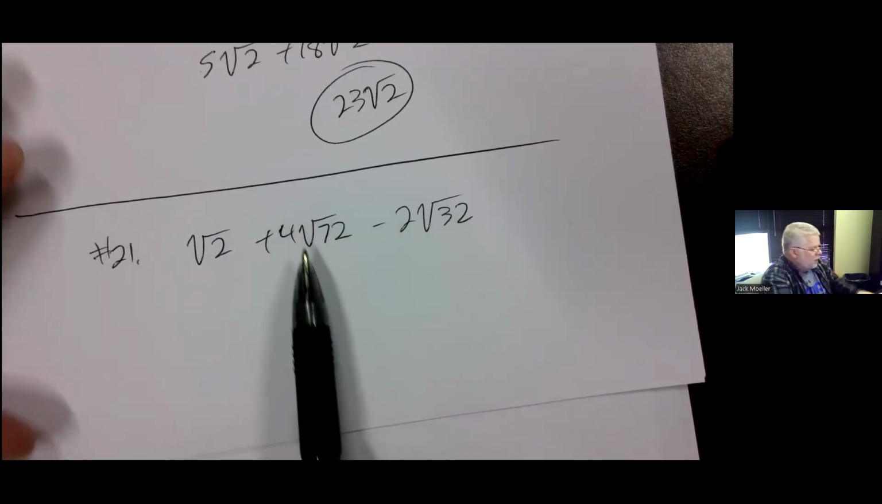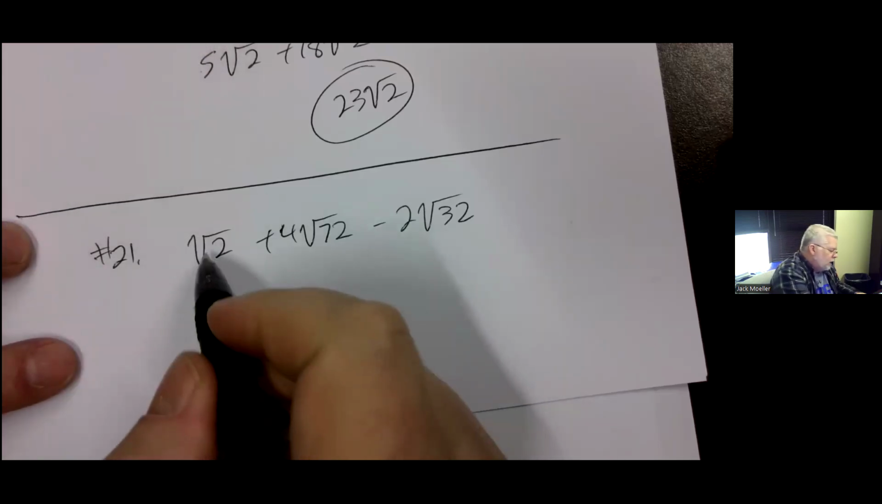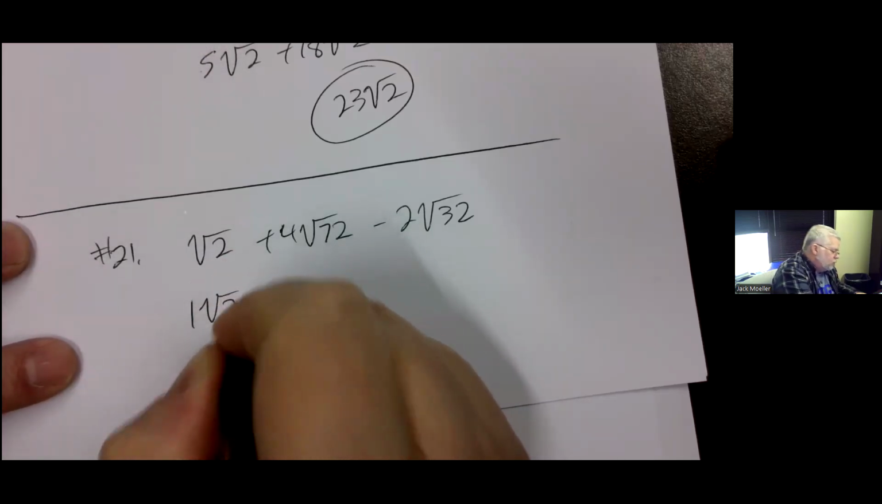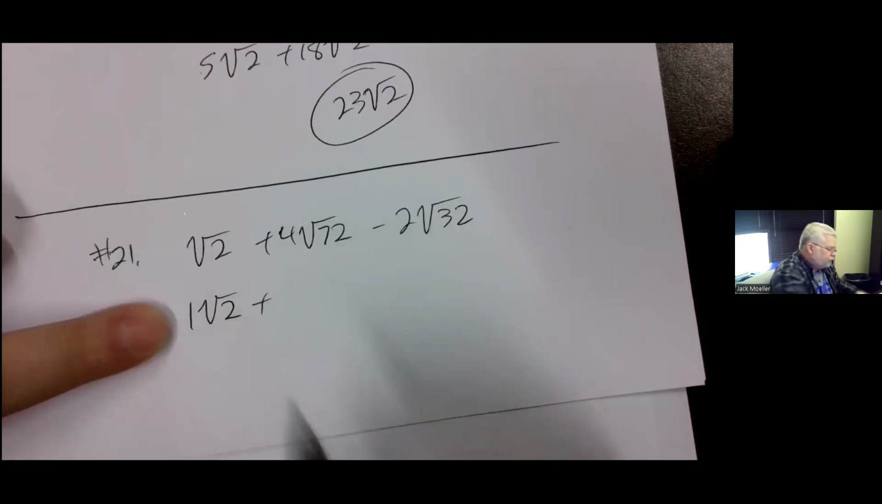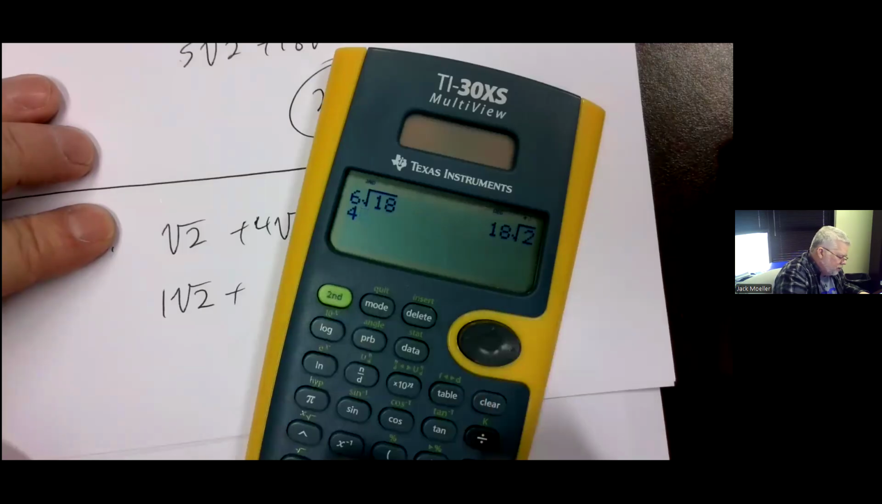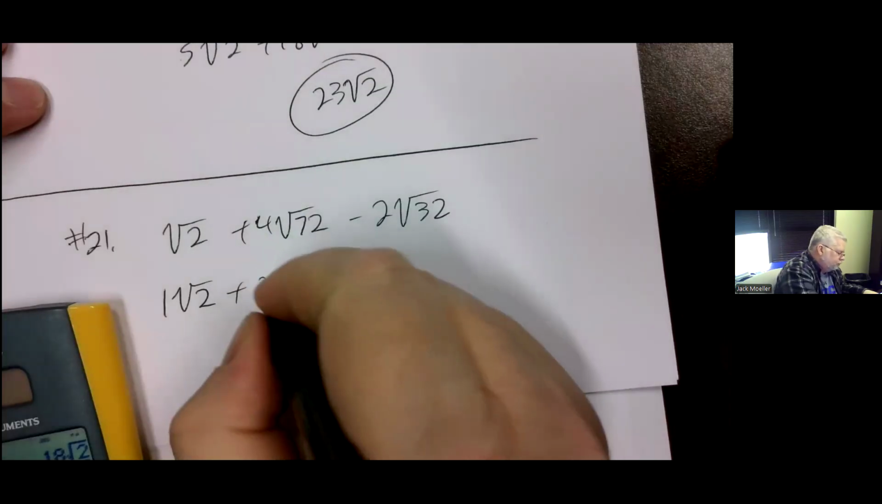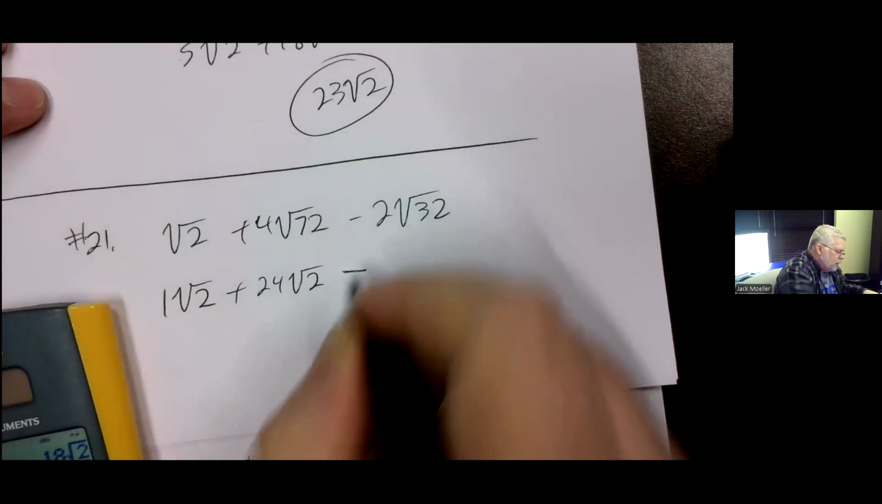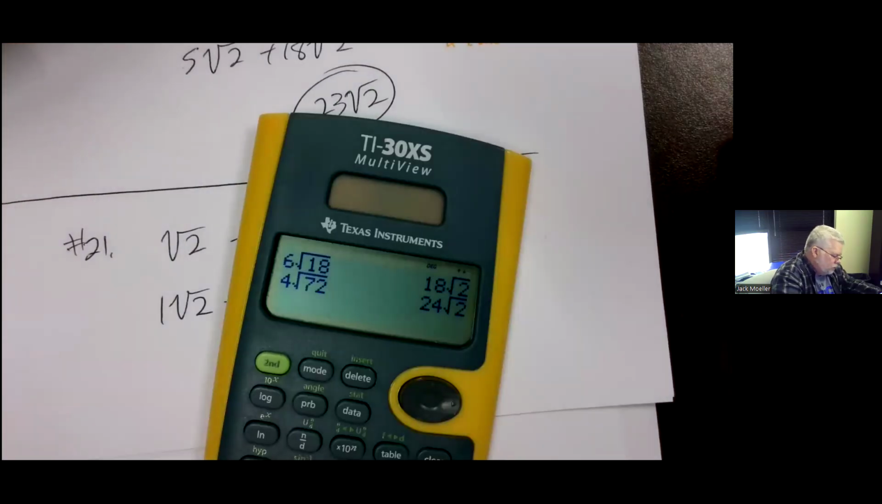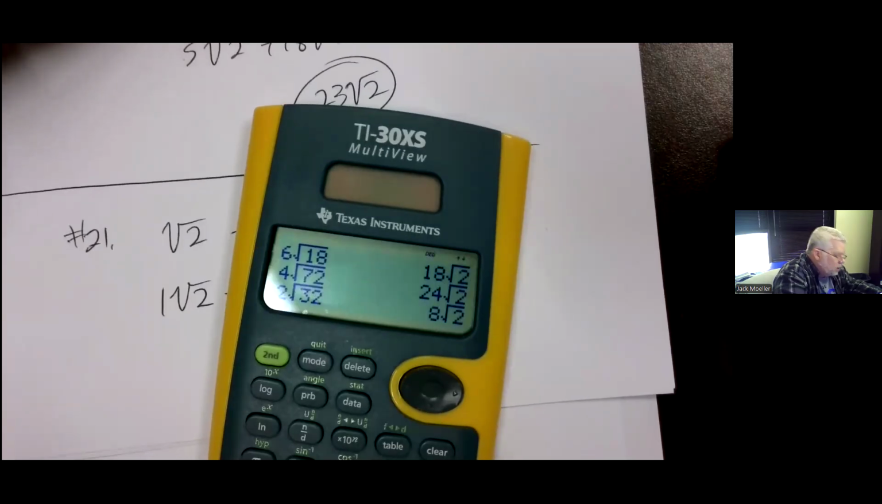Okay, so following the previous example, let's do this in the calculator. And let's go ahead and put a 1 in front of that square root of 2 so we don't miss it. And so what does 4 square root of 72 simplify to? That's 24 square root of 2. And then minus, what is 2 square root of 32? That is 8 square root of 2.